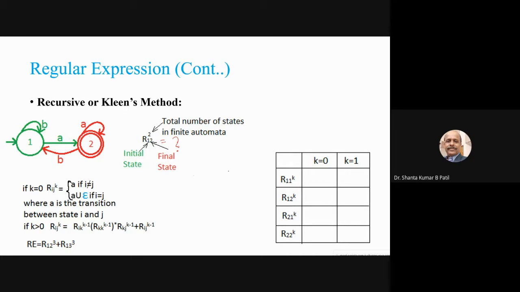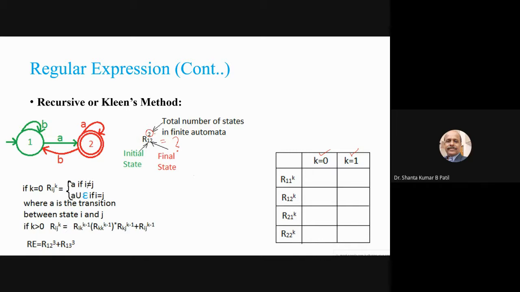All the possible regular expressions of this given finite automata are: one is R11 power k, and the others are R12, R21 and R22. The k value is always less than the power. If the power is 2, the k value is 0 and the second one is k is equal to 1.